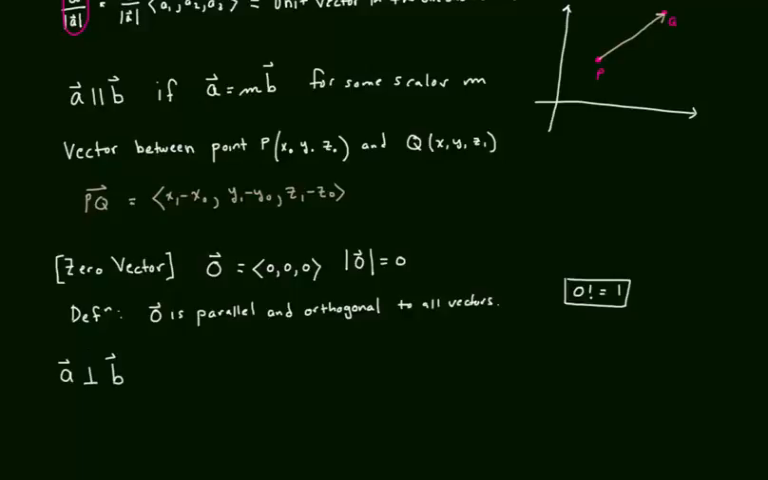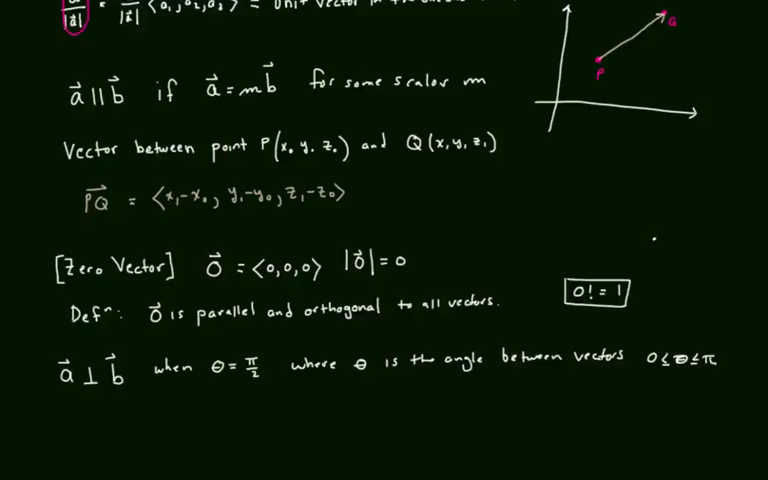So let's formally discuss this orthogonality. We say that vector A is perpendicular or orthogonal to vector B when theta equals pi over 2 radians, where we define theta to be the angle between the vectors, and we say that theta is between 0 and pi.